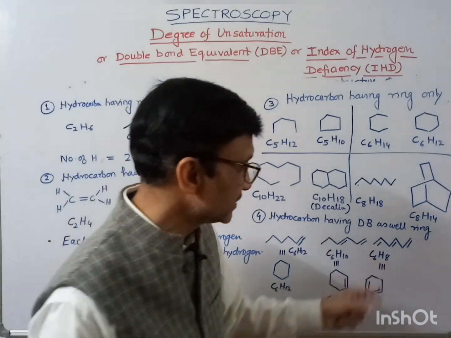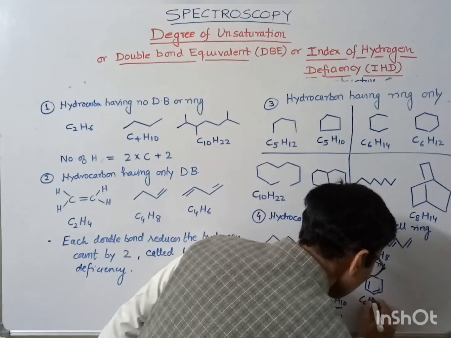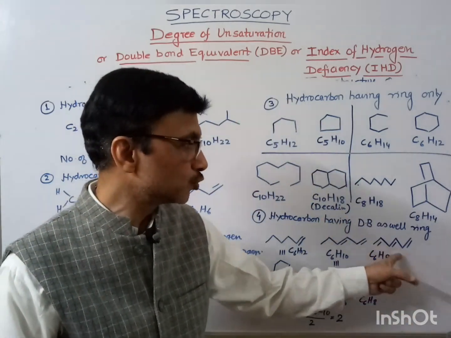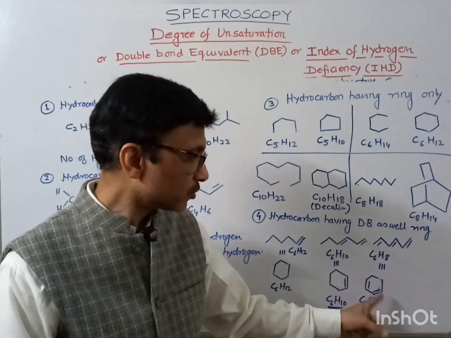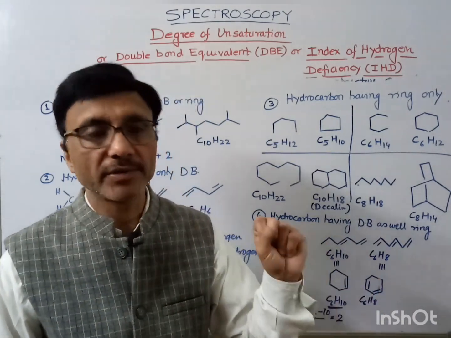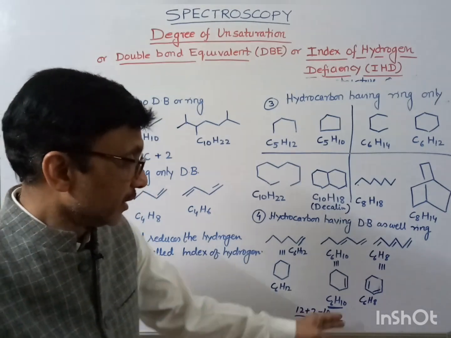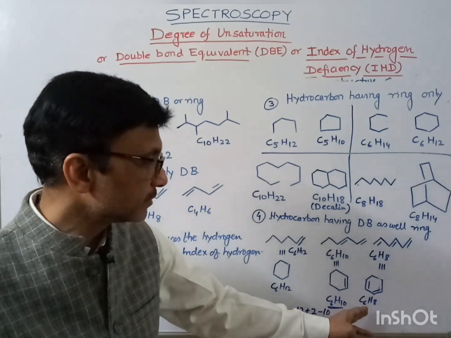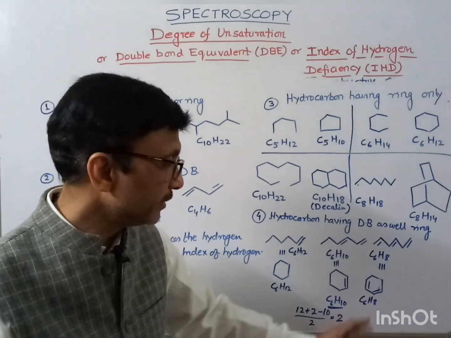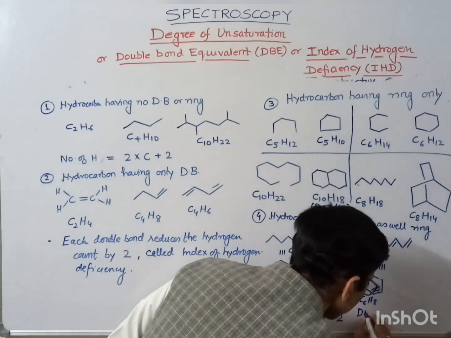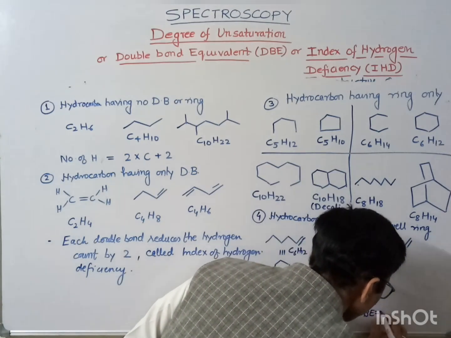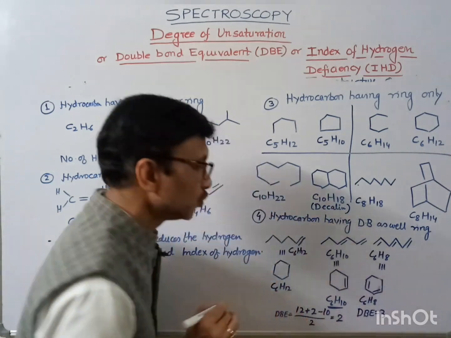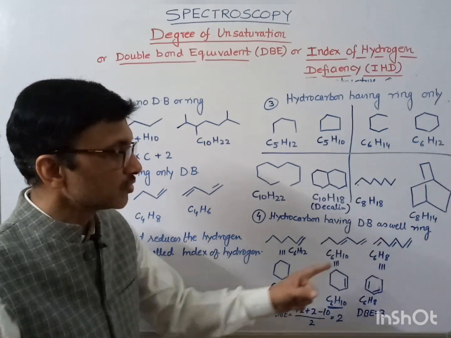So here this C6H8, this is also C6H8, and this C6H8, it means either it may correspond to 3 double bonds or it may correspond to 2 double bonds and 1 ring. Okay, so if you find the double bond equivalent, then it comes out to be 3. For this, the DBE comes out to be 3. Here the DBE is 2. Here the DBE is 3. So this is the case.